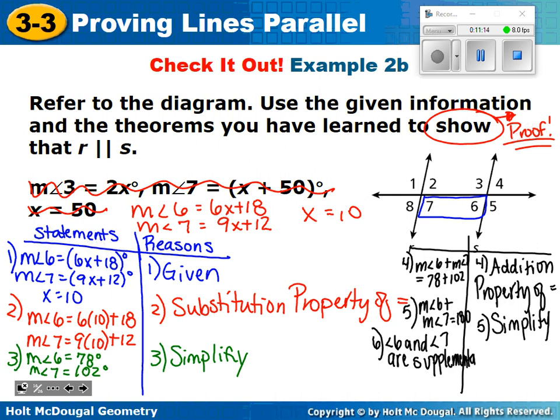What tells me if they add to be 180 that they are supplementary? Nope. Say it again, Ivan. Definition of supplementary.